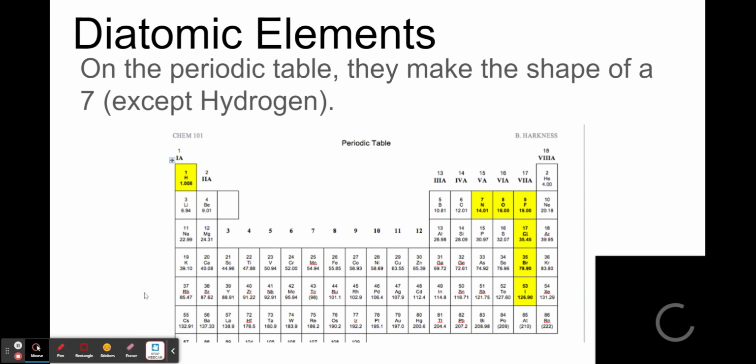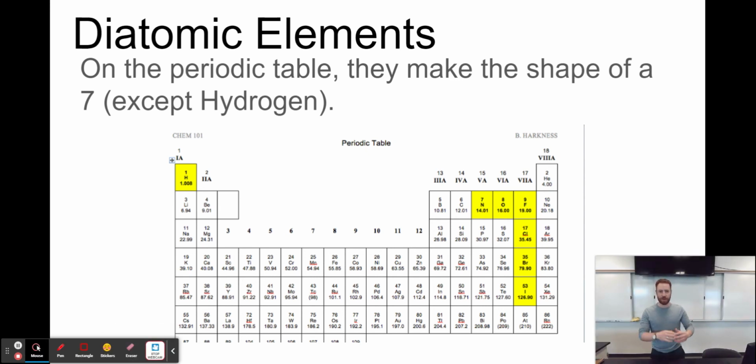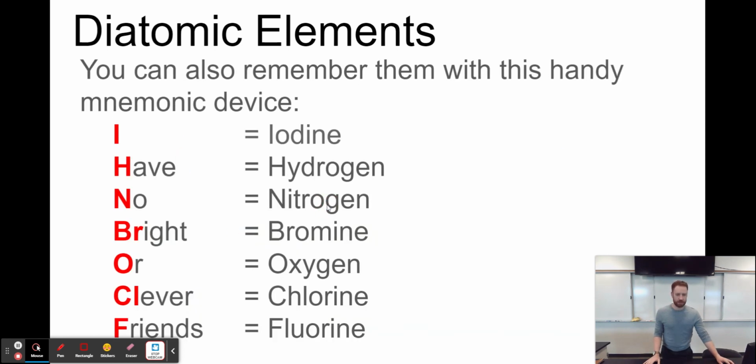One is for visual people who remember things visually and spatially. On the periodic table, all of the diatomic elements make this 7 over here, in addition to hydrogen. So hydrogen is a diatomic element. You're just going to have to remember that. It's all the way over in the left-hand corner. But other than hydrogen, they all form a 7 on the periodic table, and there are 7 of them. So that's pretty convenient. If you can just remember where the placement of them is, it makes your life pretty easy. Now, if you're not a visual person, I also have a mnemonic device for you.